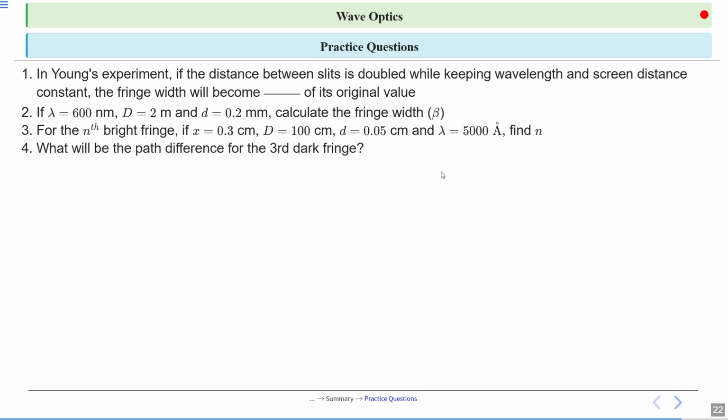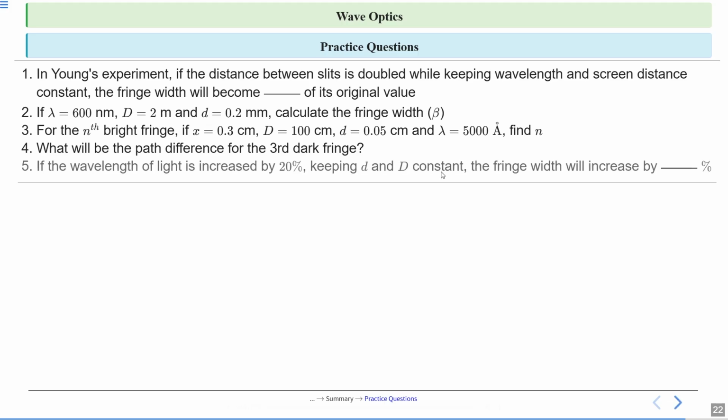For the third dark fringe, we need to find the path difference. So calculate. What is the formula for path difference for the dark fringe? Now you have to calculate the path difference for n equal to 3.